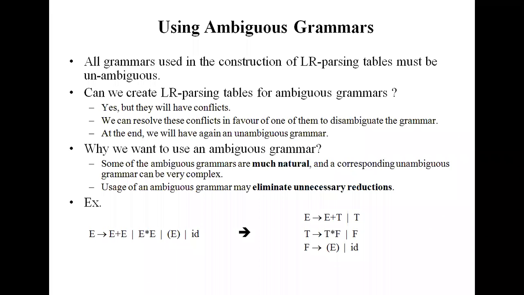And why do we want to use an ambiguous grammar? Here we have a question. For such questions, the answer is that some of the ambiguous grammars are much more natural. That means the corresponding unambiguous grammar can be very complex. If we have such constraints, if we have complex grammars, then we can choose common natural grammars. Those are nothing but ambiguous grammars.